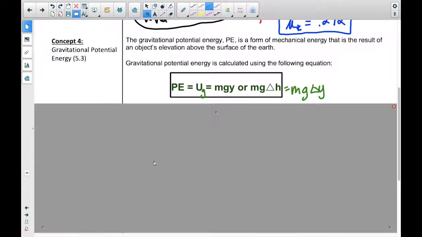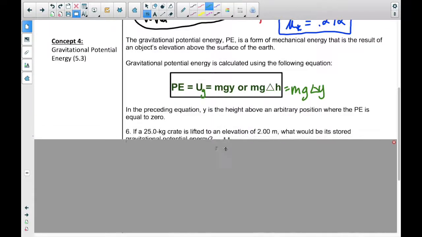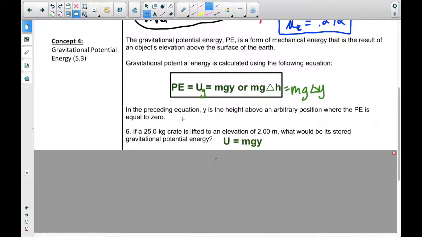Let's take a look at some equations and some problems to look at how to use this. First of all, just to point out again that y is the height above an arbitrary position. In other words, it doesn't have to be the height above sea level or anything else. It might be the height above your table. It might be the height above the floor. It might be the height above whatever you want to choose. So your zero height could be anywhere.